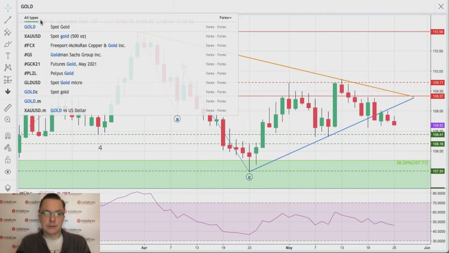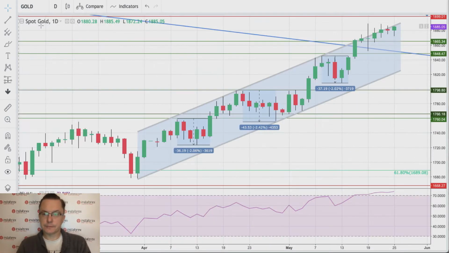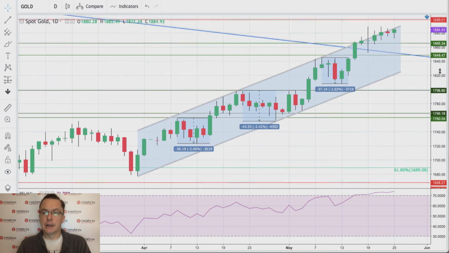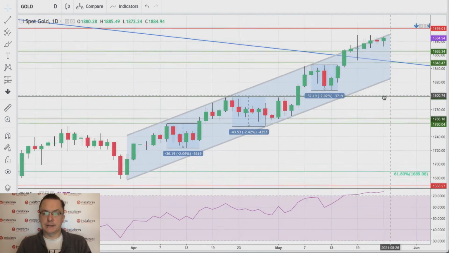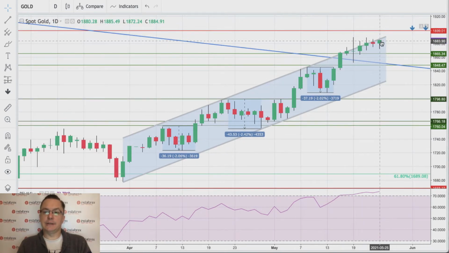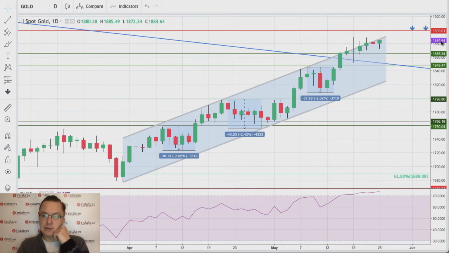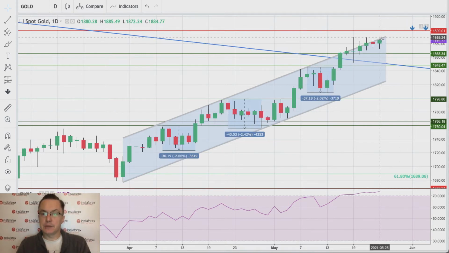Let's take a look at gold, whether the gold was continuing the up move. Yes. After yesterday's analysis, gold keeps going up, keeps going towards the level of 1,899, basically 1,900. We are close to the upper channel boundary, and we are trying to get higher. Today's high is 188.